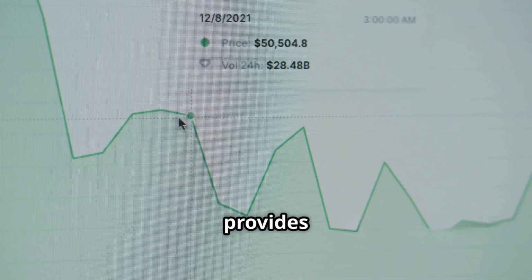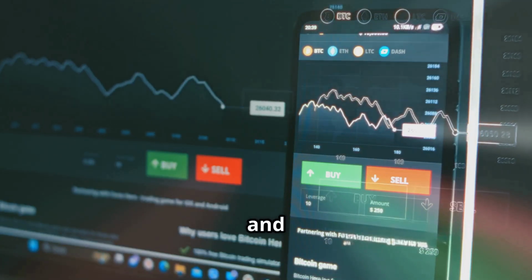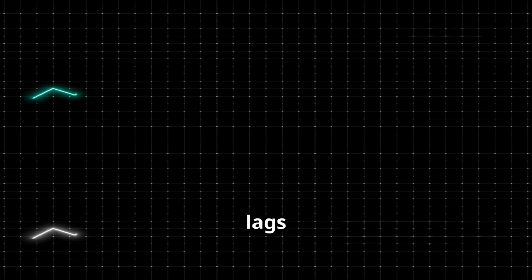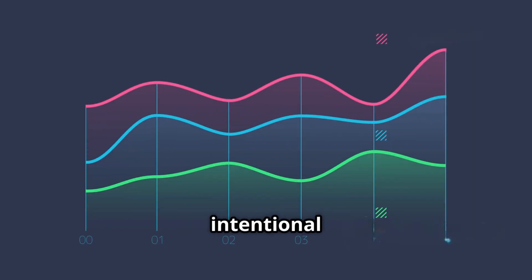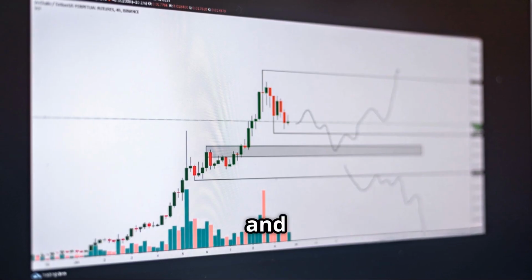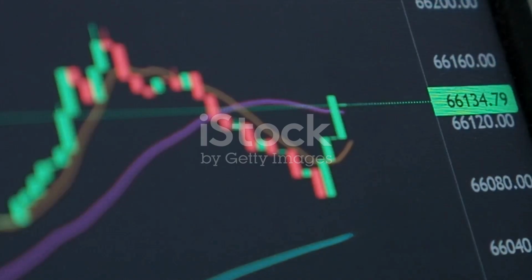The signal line provides a reference point for the MACD line. The interaction between the MACD line and the signal line is crucial for many MACD strategies. The signal line lags behind the MACD line, creating crossover signals. This lag is intentional and provides confirmation. The signal line helps you navigate the market's twists and turns. Now let's look at the third visual component, the histogram.